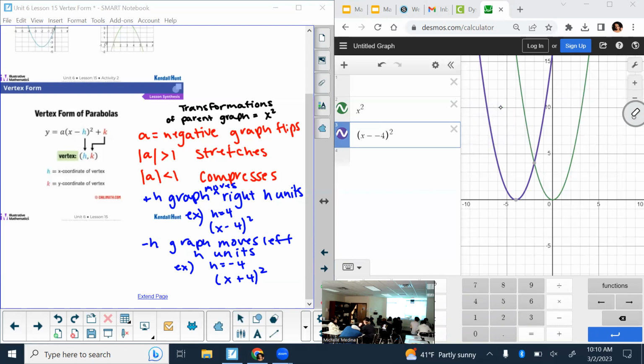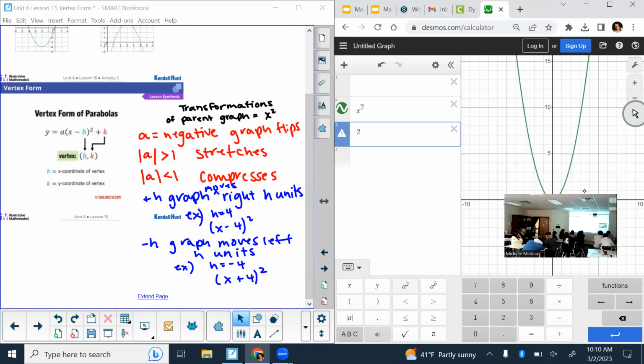All right. Now let's talk about the k. Where is the k located in the problem? Outside parentheses. So sometimes we don't even have parentheses at all. Maybe the h is 0. But give me an example of a k value. Okay, 4, so say we have +4 outside parentheses. Sorry, I need to press the button.